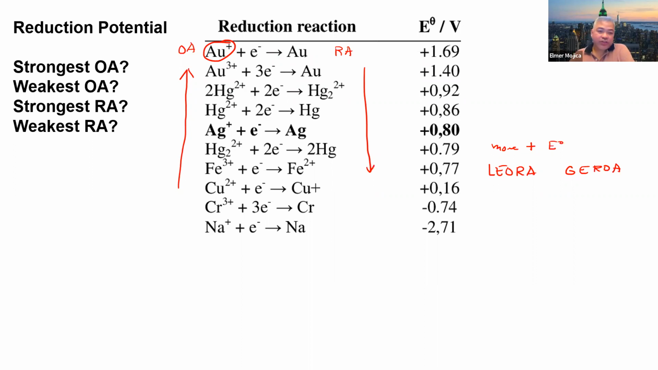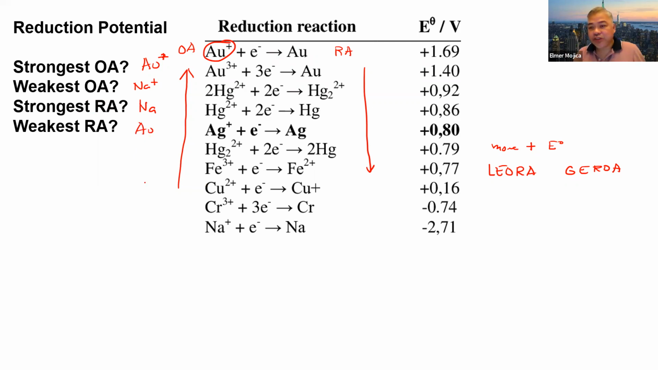So you can ask the question here, which is the strongest oxidizing agent? If we look here, the answer would be the gold. And which is the weakest oxidizing agent? That would be the Na+. So you have to put the charge. When we're talking about reducing agent, usually it's a metal. So if we're asked which is the strongest reducing agent, we could say that's the Na, the sodium metal, and the weakest reducing agent is the gold.